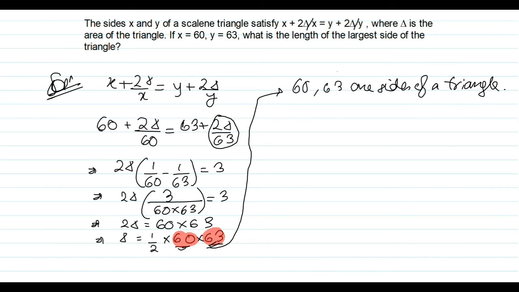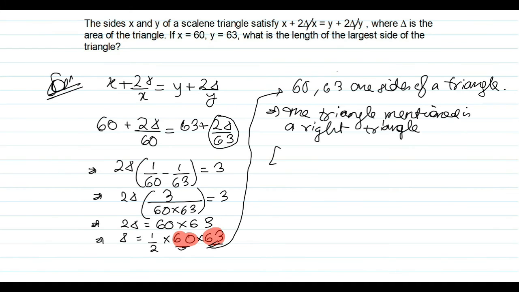That implies that the two sides of this triangle, which measure 60 units and 63 units respectively, are perpendicular to one another. Therefore the triangle mentioned is a right triangle. Why? Because the area of the triangle is half into one side into another side. This implies that these two sides must be perpendicular to each other. Then what we can do is we can simply find the hypotenuse.